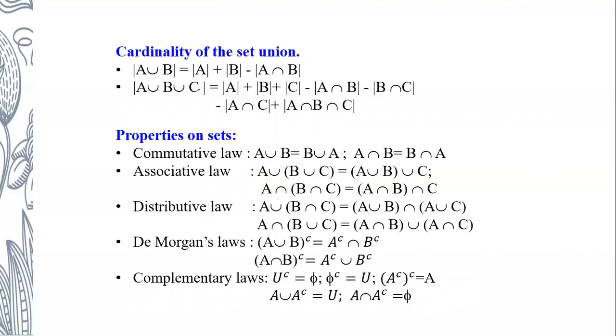We know this. Similarly, for three sets, the modulus of A union B union C, the number of elements in A union B union C, is equal to mod A plus mod B plus mod C, minus the number of elements in A intersection B, minus the number of elements in B intersection C, similarly subtract A intersection C, but again add A intersection B intersection C. So these are the two forms of the principle of inclusion and exclusion.